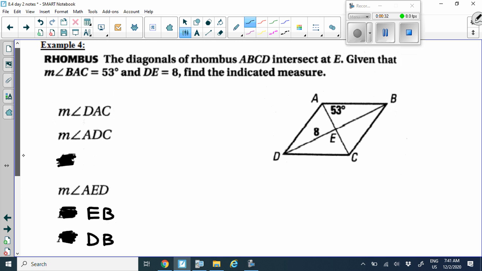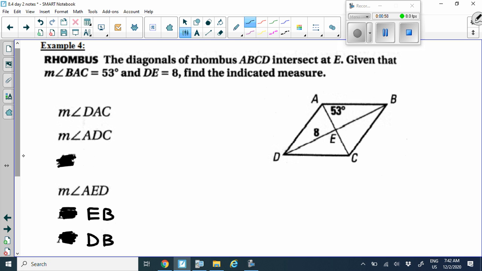Okay, so with this, we are given a rhombus. The diagonals of a rhombus ABCD intersect at E, given that measure of angle BAC is 53 degrees and DE equals 8, find the indicated measure. So we already know this is a rhombus. That means this polygon has all the characteristics of a parallelogram and a rhombus. So there are 9 characteristics we can use to solve for the indicated measure.